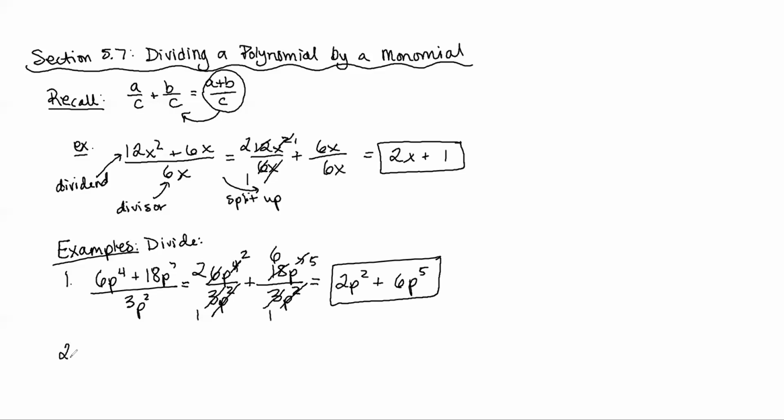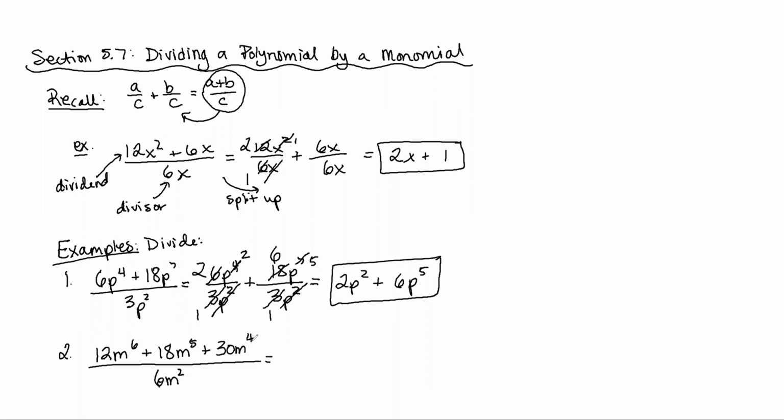Squeeze it in down here. 12m to the 6th plus 18m to the 5th plus 30m to the 4th, all over 6m squared. So at this point, we've done a couple. I would try this one by yourself. The only difference is there's 3 terms, which just means you're going to be doing the same thing 3 times.